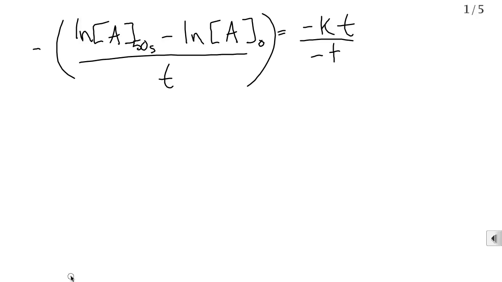So, if I solve for k, k is going to be equal to the natural log of A at 50 seconds. Well, the concentration of A at 50 seconds was 0.012.